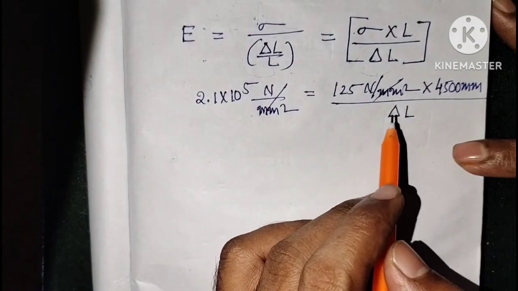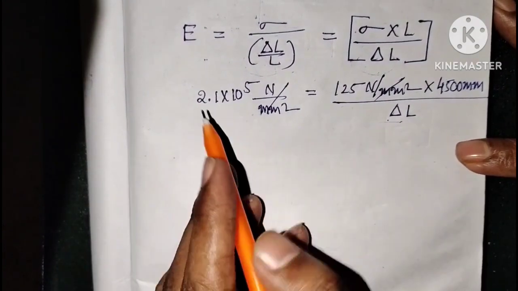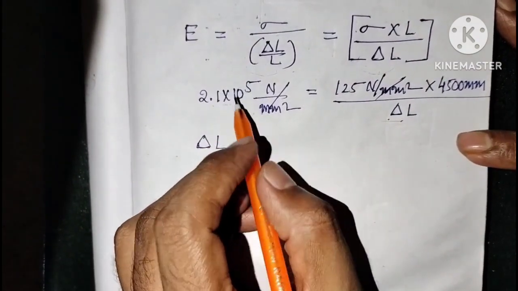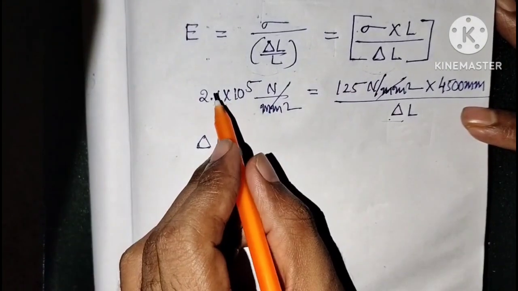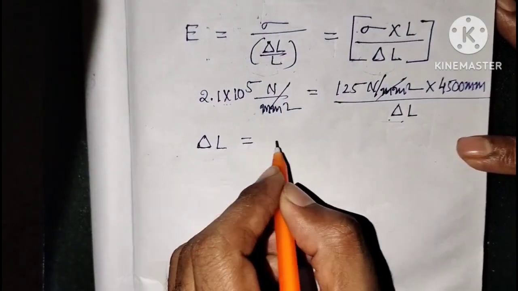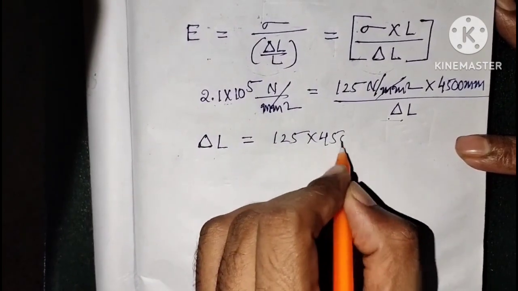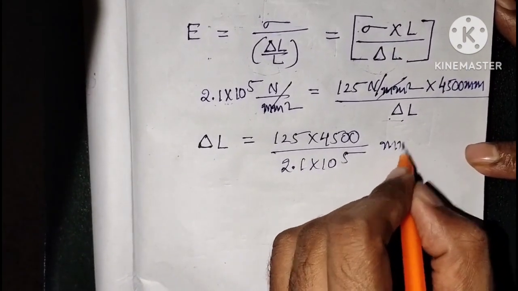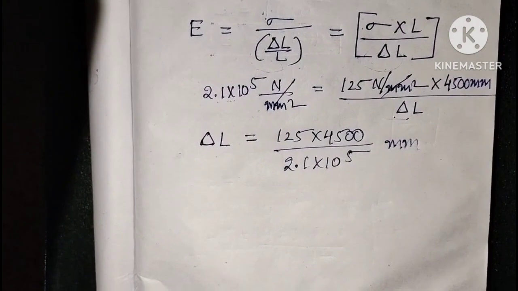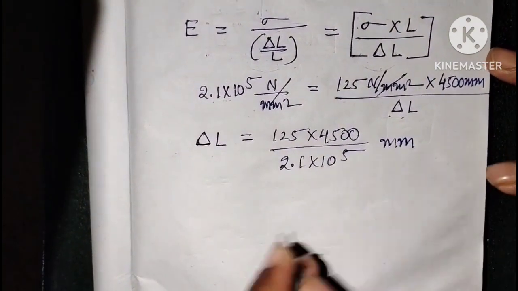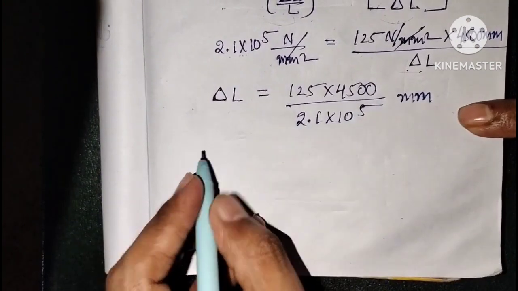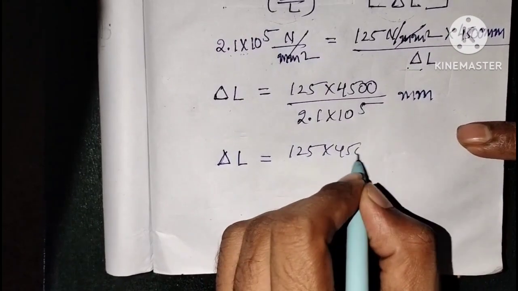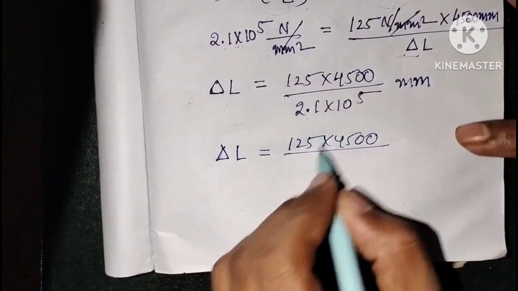Now transpose delta L to the left hand side, division becomes multiplication. Transpose 2.1 into 10 to the power of 5 to the right hand side, multiplication becomes division. So delta L is equal to 125 into 4500 by 2.1 into 10 to the power of 5. The units of change in length are obviously mm, millimeters. So delta L is equal to, let us simplify this: 125 into 4500 by 2.1 into 10 to the power of 5.